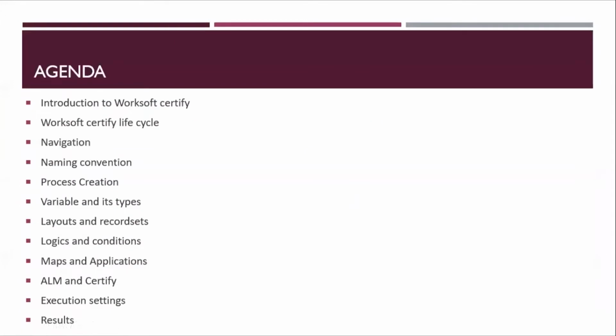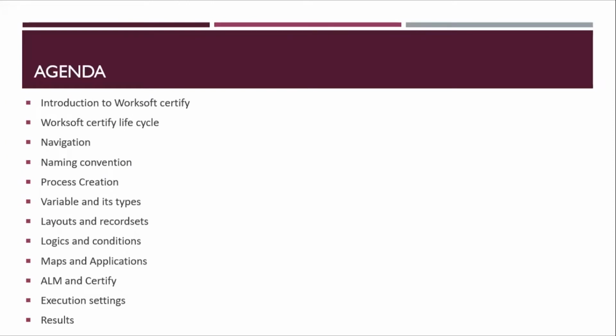So these are all I kept as an agenda for this training. The initial slide will be an introduction to Worksoft Certify, and then we'll talk a little about the Worksoft Certify life cycle. And we have a navigation bar in Worksoft Certify, right? I'll be explaining what all is there and how to navigate within Worksoft Certify. And we have some naming conventions being followed in Worksoft Certify as a best practice. So those we are going to discuss, and then we have process creation.